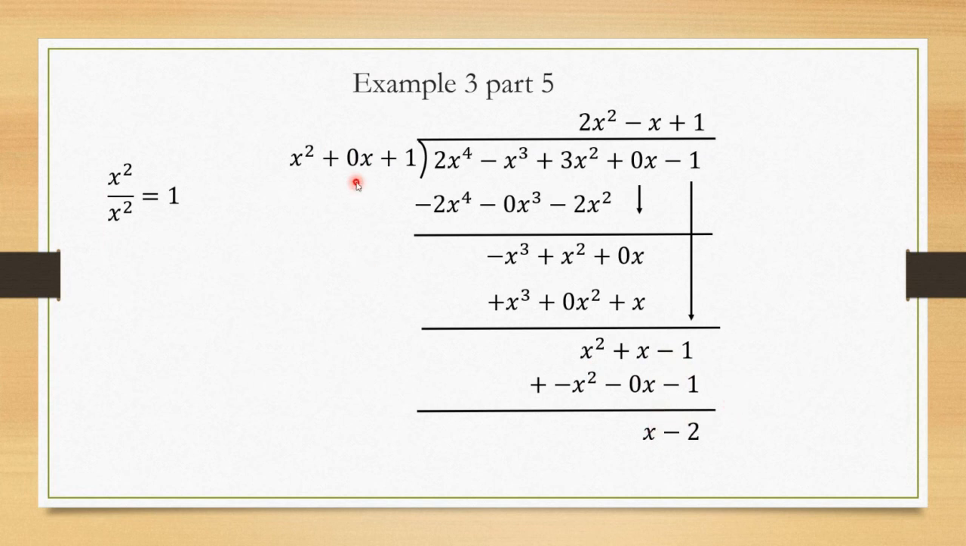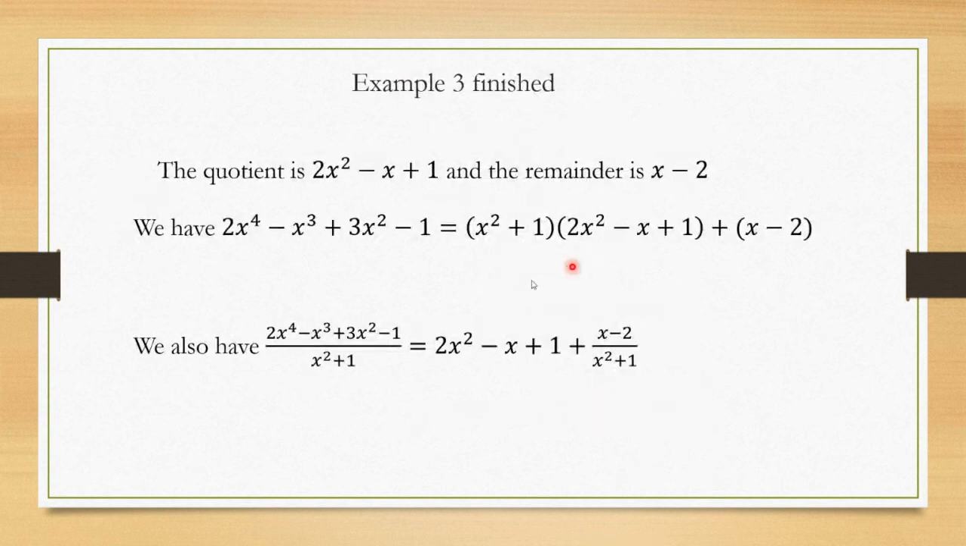The degree of this is 1. The degree of this is 2. We stop. So the quotient is this. And this wonderful thing down here is our remainder. Okay? And that's what we get here, as you can see.